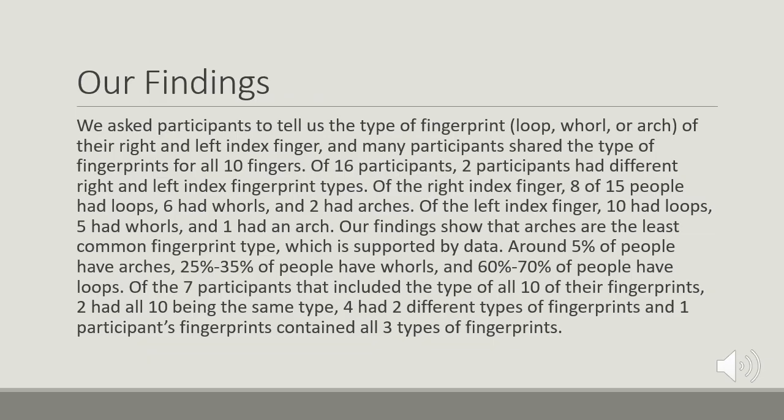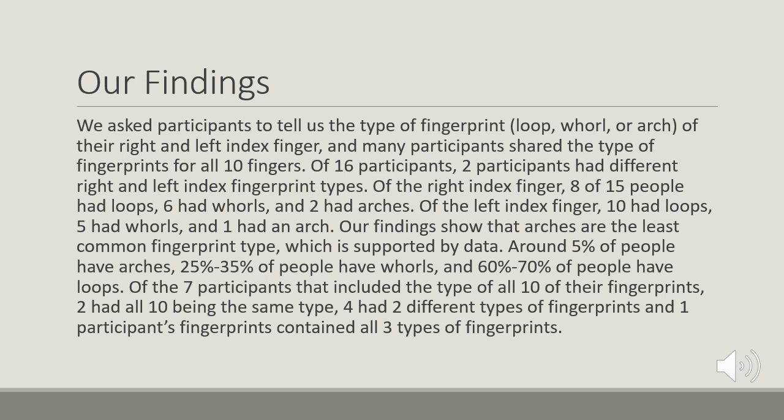Our findings. We asked participants to tell us the type of fingerprint, loop, whorl, or arch, of their right and left index fingers, and many participants shared the type of fingerprints for all 10 fingers. Of 16 participants, 2 participants had different right and left index fingerprint types. Of the right index finger, 8 of 15 people had loops, 6 had whorls, and 2 had arches. Of the left index finger, 10 had loops, 5 had whorls, and 1 had an arch.